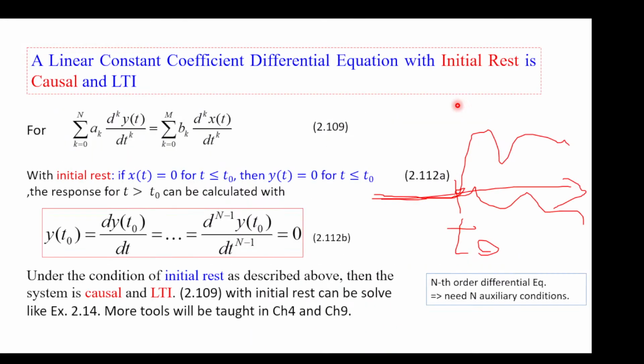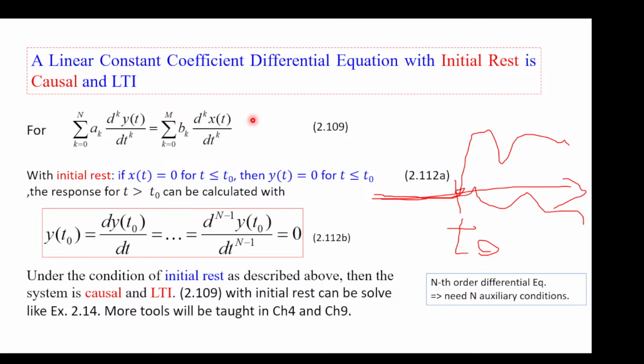Anyway, do we have time? I think it's okay. Finally, let's go to this thing we have been talking about. We said we'll give a proof, so now we give a proof. Take a linear constant coefficient differential equation with initial rest, and we are going to prove that the system as such is causal and LTI. So let's put all the conditions together.